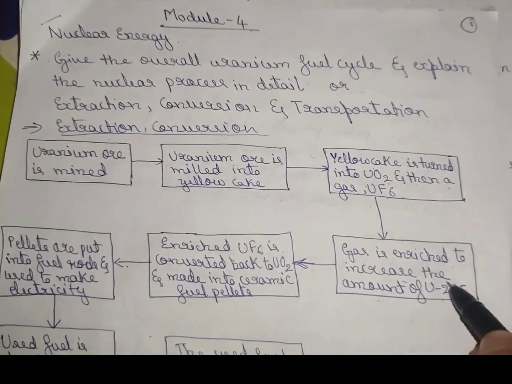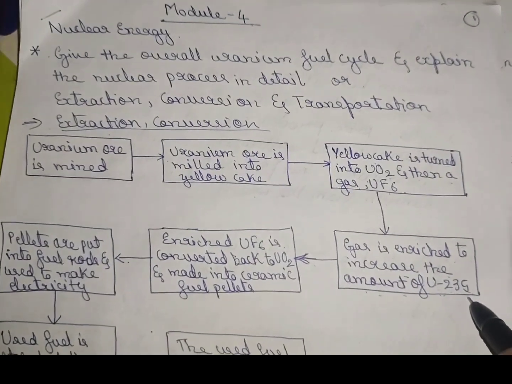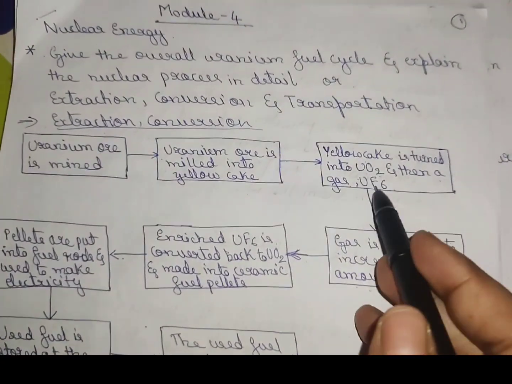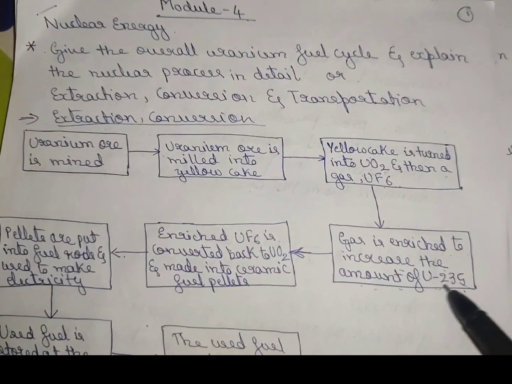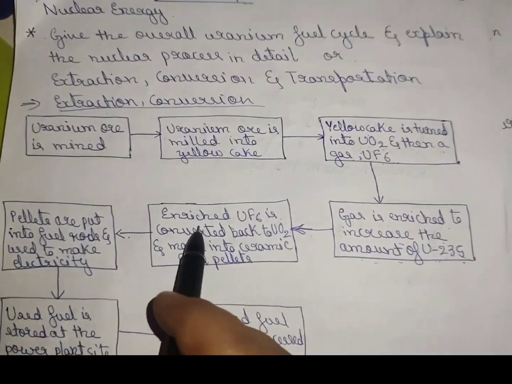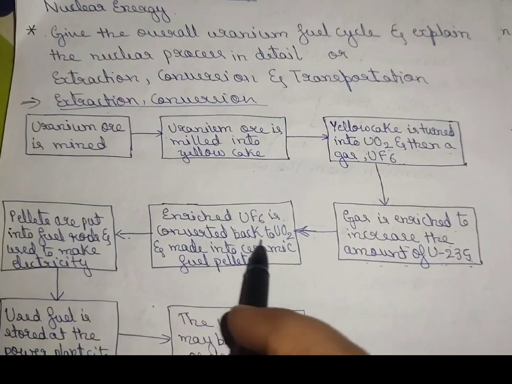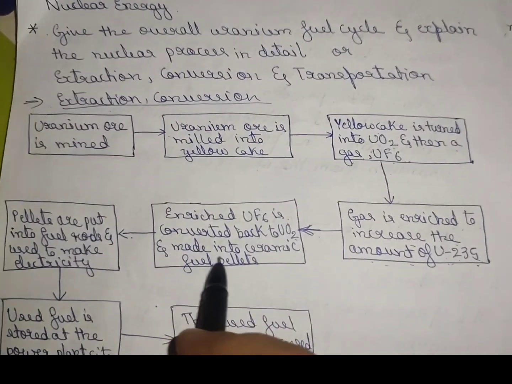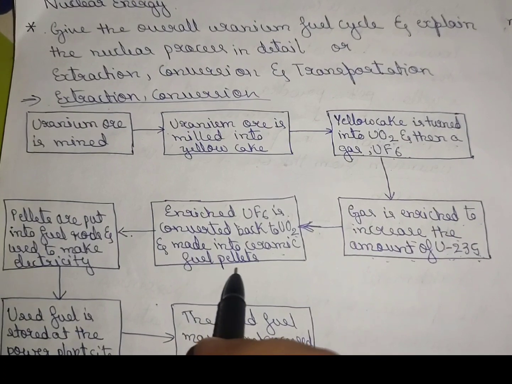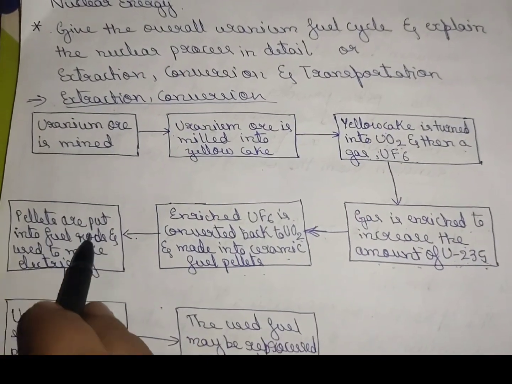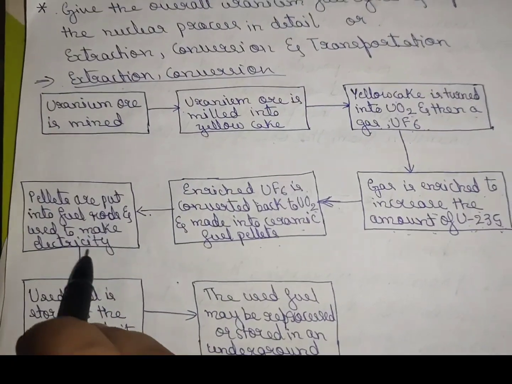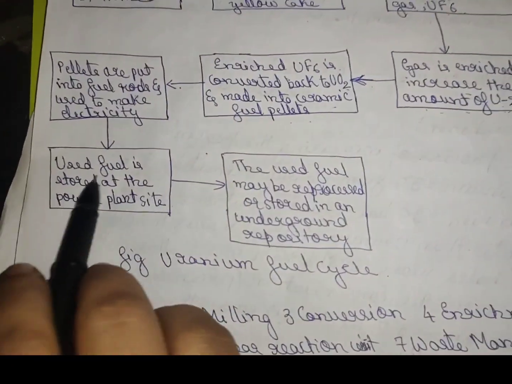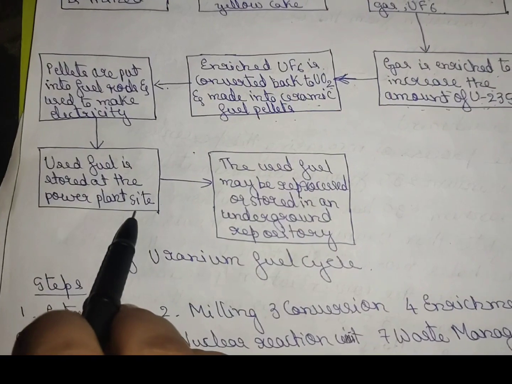This UF6 is enriched to increase the amount of U235. Enriched UF6 is converted back to UO2 and made into ceramic fuel pellets. Pellets are put into fuel rods and used to make electricity. Used fuel is stored at the power plant site.